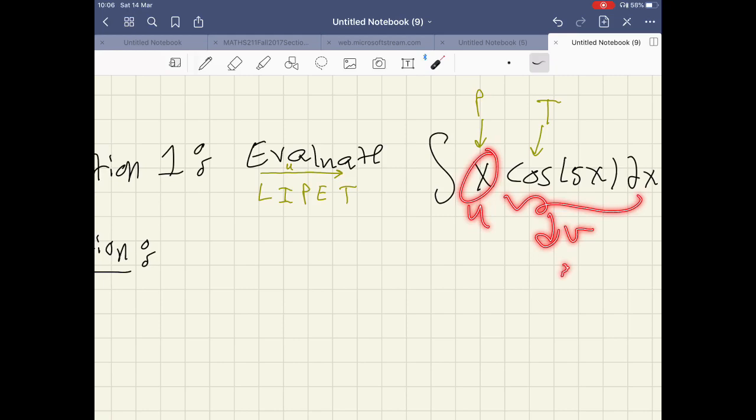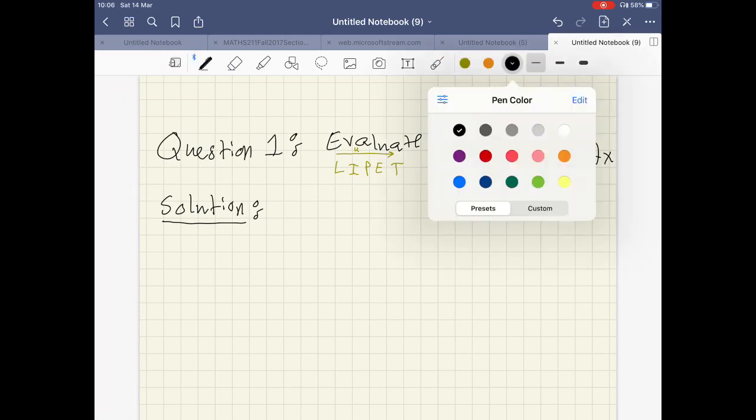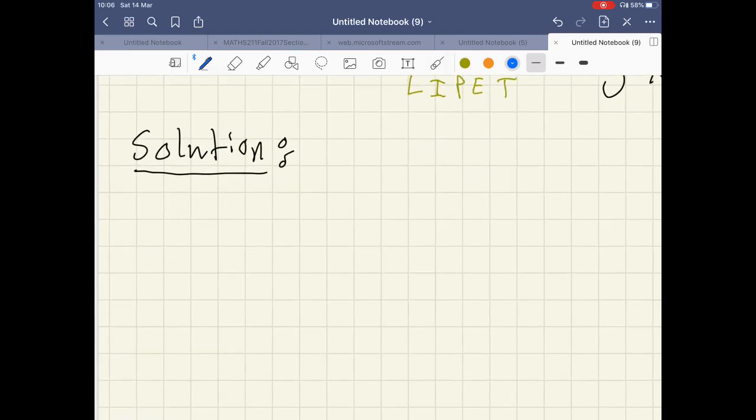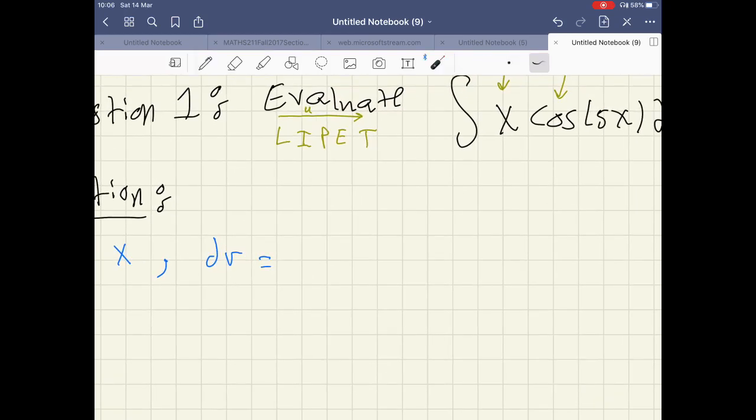We take it part by part. So let me go here and we do that choice. So now, as I said, my u will be just x, and my dv will be everything else. Now this is u, so everything, including the dx, will be my dv. So this is cosine 5x dx.